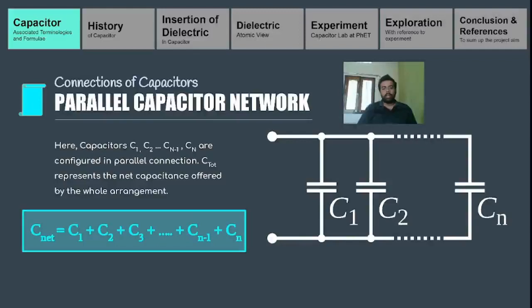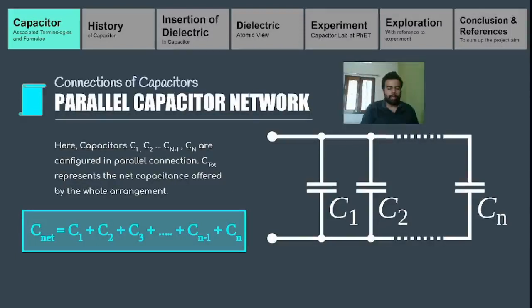So in a parallel capacitor network, what we do is we take each capacitor and arrange it in a particular branch connecting to the source. Here in the pictorial diagram we can see that each capacitor is connected to the same line, the line of source. So the voltage, the potential difference across each capacitor, will remain the same, and what will change is the charge accumulated on each of them.